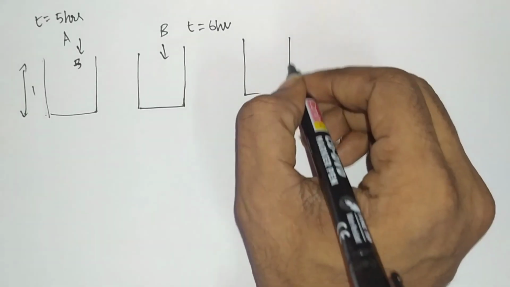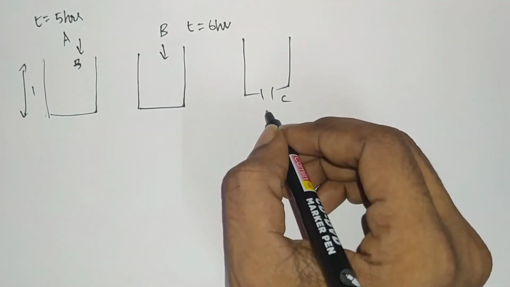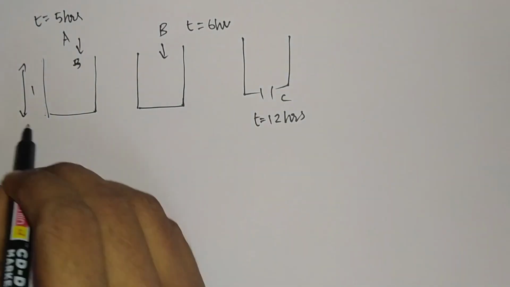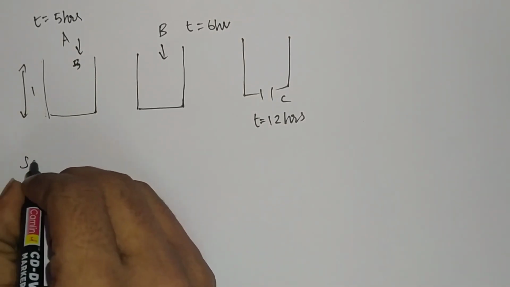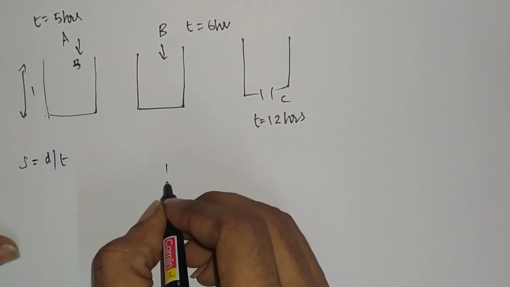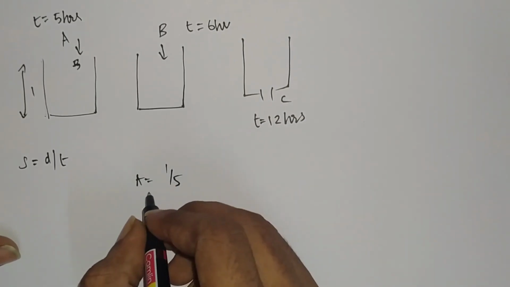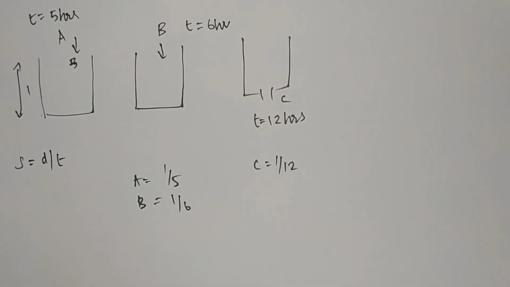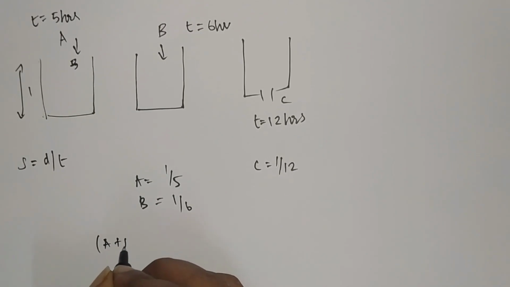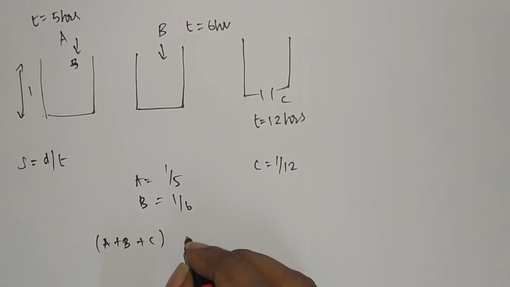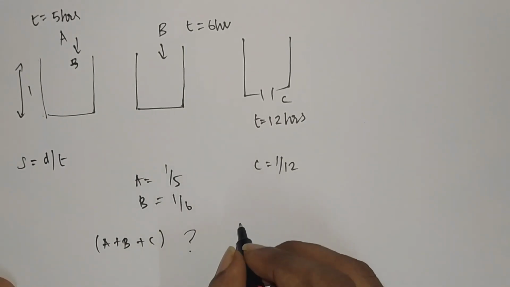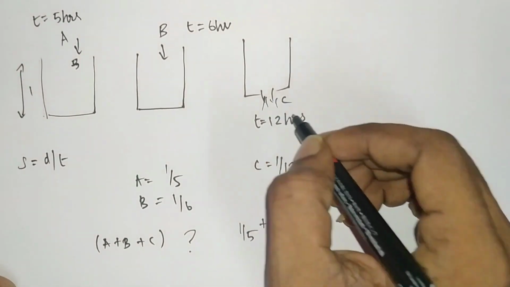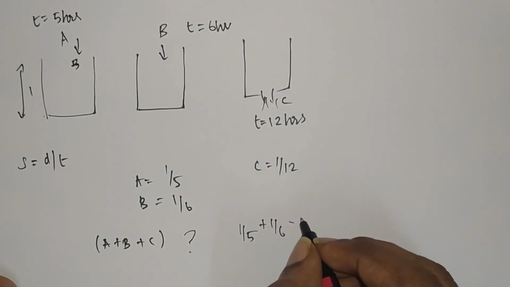To find the amount of time the tank gets filled, we have to apply the same logic. We have to sum A, B and C. For C, the value should be negative since it is emptying the tank. As already said, D will be 1. A equal to 1 by 5, B equal to 1 by 6 and C equal to 1 by 12. The rate of A, B and C together filling the tank is 1 by 5 plus 1 by 6 minus 1 by 12. This is minus because pipe C is emptying the tank.